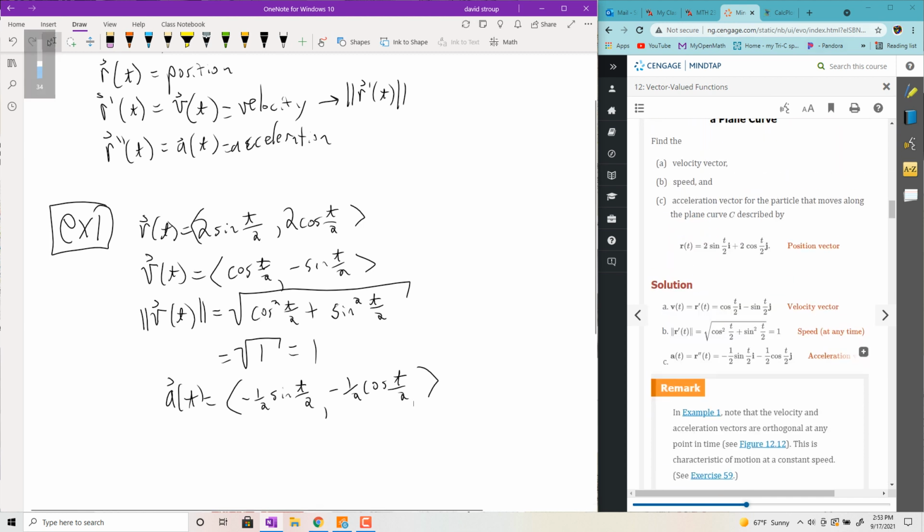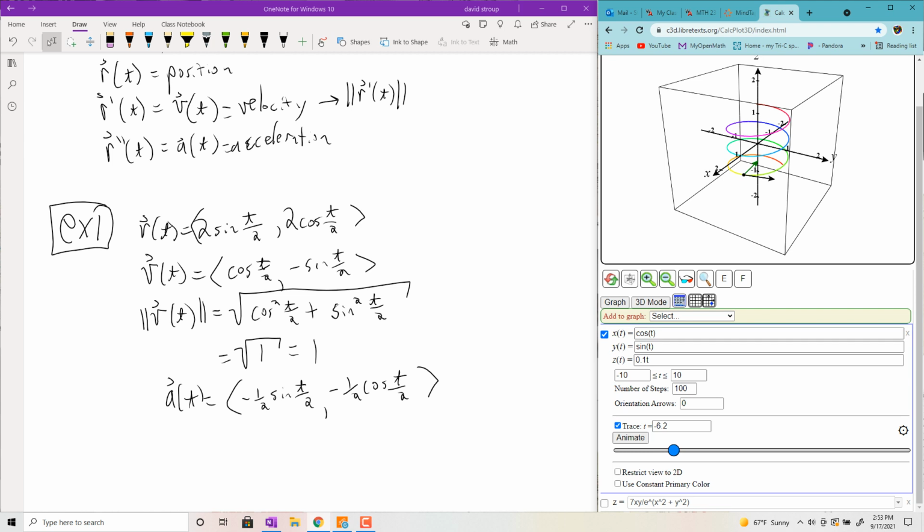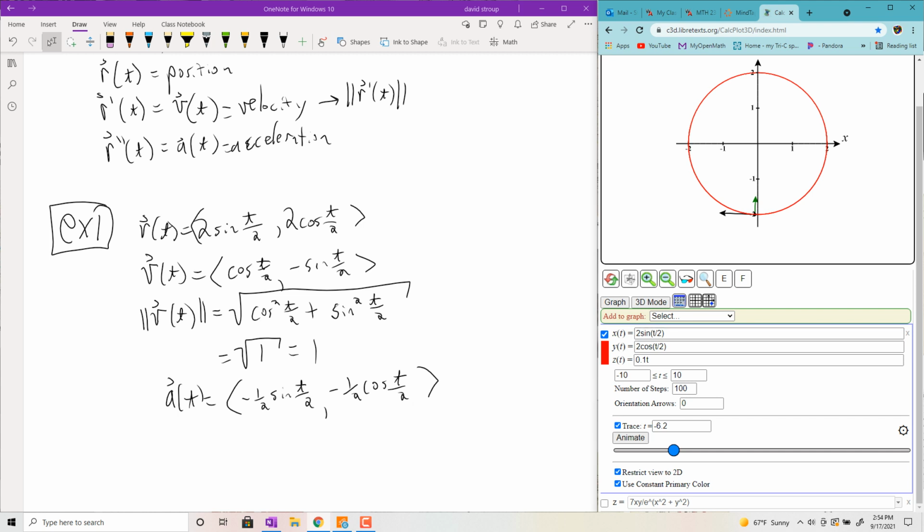We could go ahead and take a look at this in Calc Plot. So let's see what we got, right? So 2 cosine of t over 2, and then, oops, the first one was a sine, sorry. 2 sine of t over 2, and then 2 cosine of t over 2. And let's go ahead and restrict this to 2 dimensions so we can take a look at it. And we can animate it.